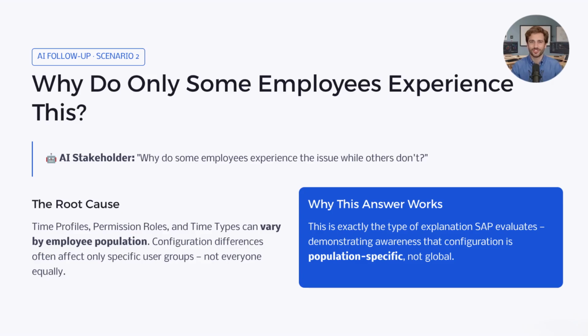AI follow-up question. The AI stakeholder asks, why do some employees experience the issue while others don't? Excellent answer. Because time profiles, permission roles, and time types can vary by employee population. Configuration differences often affect only specific user groups. That's exactly the type of explanation SAP evaluates.